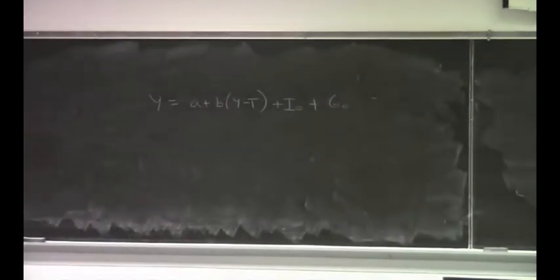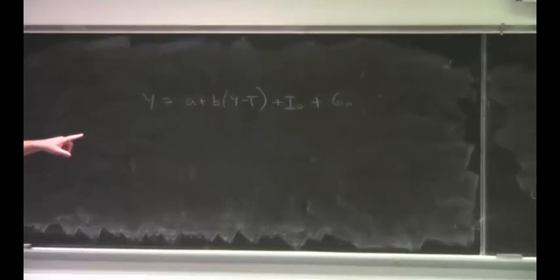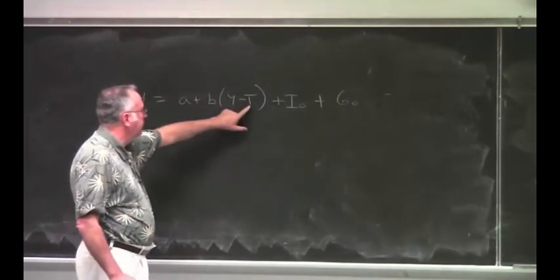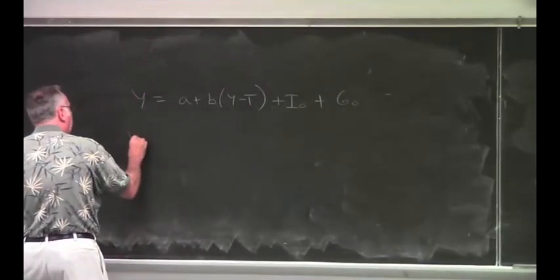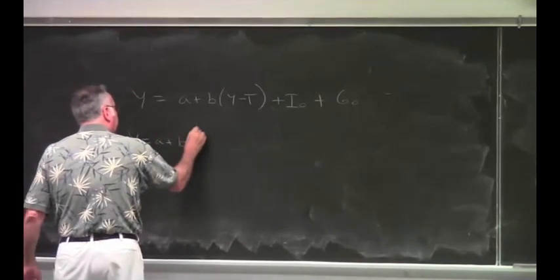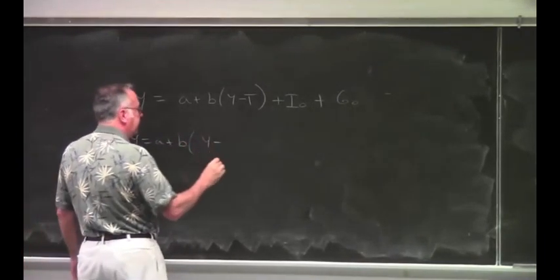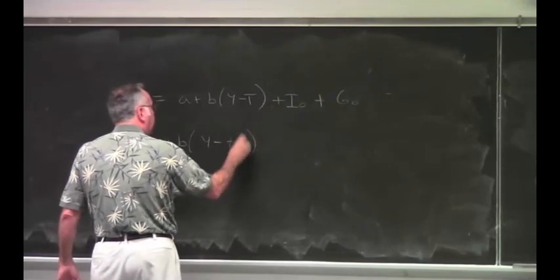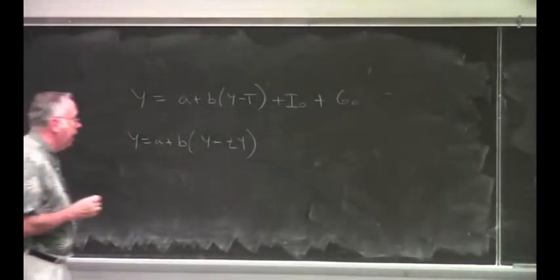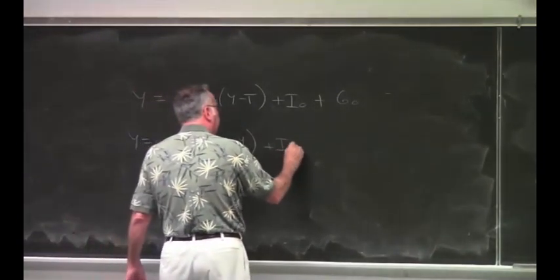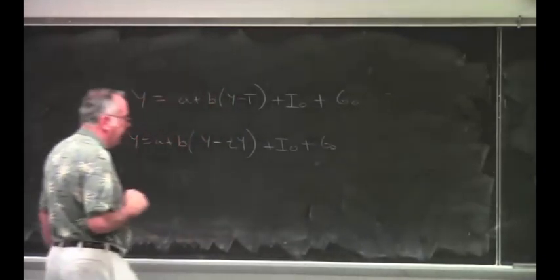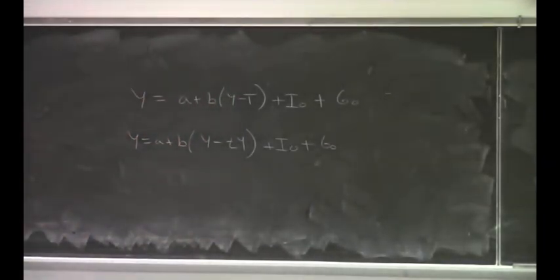And now let's do what William said. Let's substitute in for capital T in this expression right here. Okay. So then we get Y equals A plus B times Y minus tY, substituting for T, plus I plus G. Now, notice what we've accomplished. We now have only one endogenous variable in that equation. So now we can get all the Y terms over to the left and solve for Y.